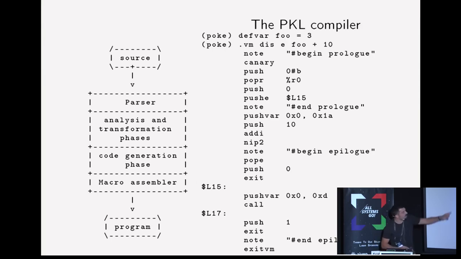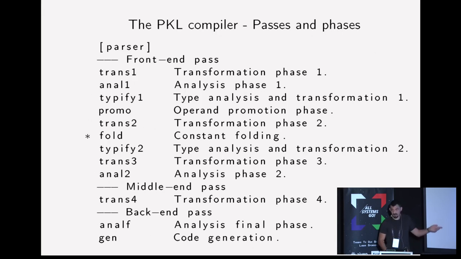So here, this is the structure of the compiler. At the right, you have the disassembly of the POC virtual machine instructions, which is a stack machine, because I love stack machines, of the expression that you see there. Please ignore the prologue and the epilogue. Those are the different passes and phases of the compiler. It does constant folding, some optimizations. I mean, it's not a toy. It's actually a very cute compiler. I invite you to see it in the source code.